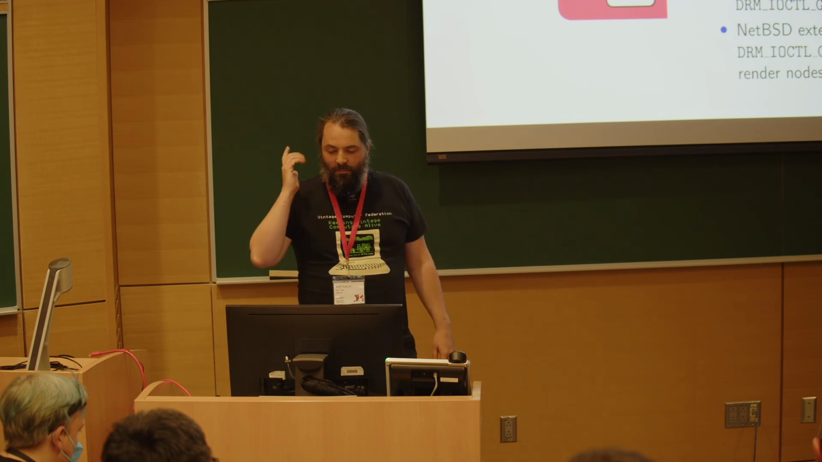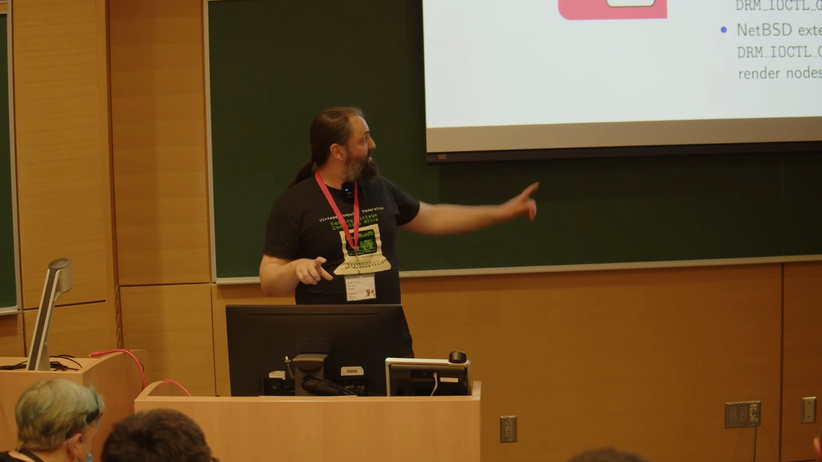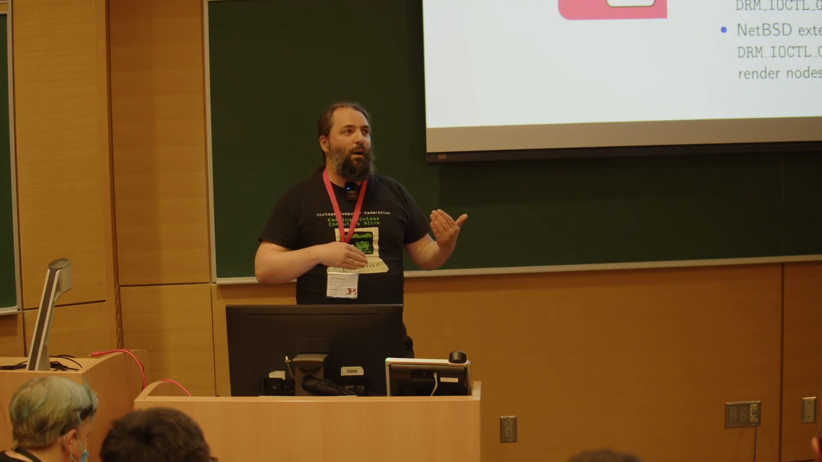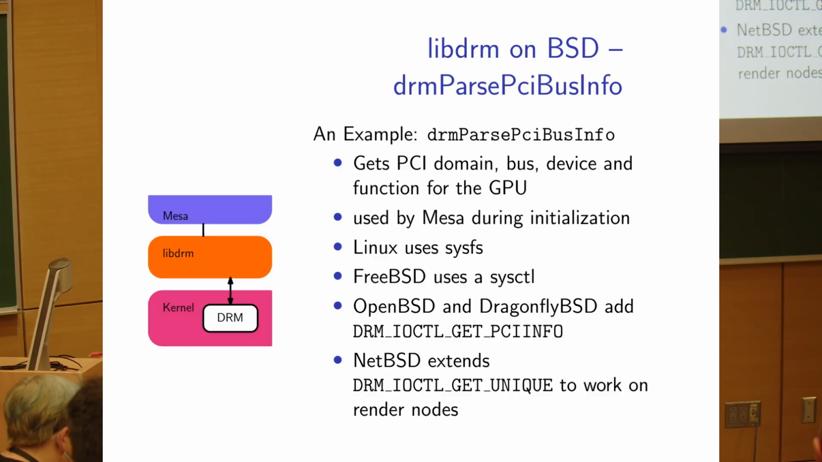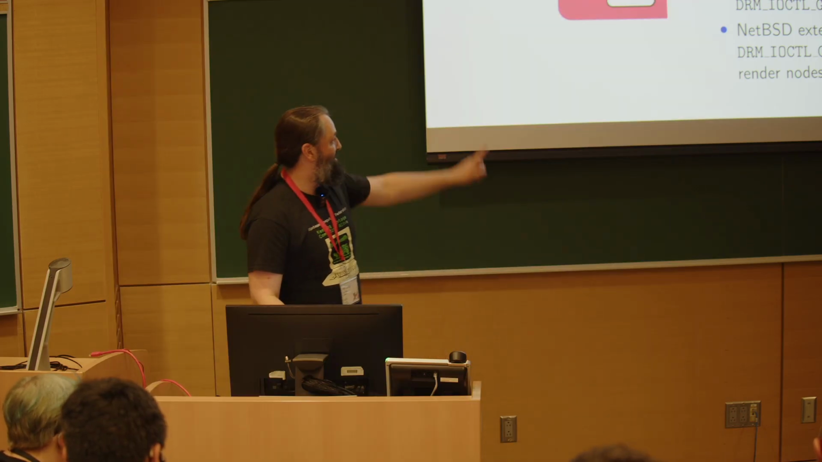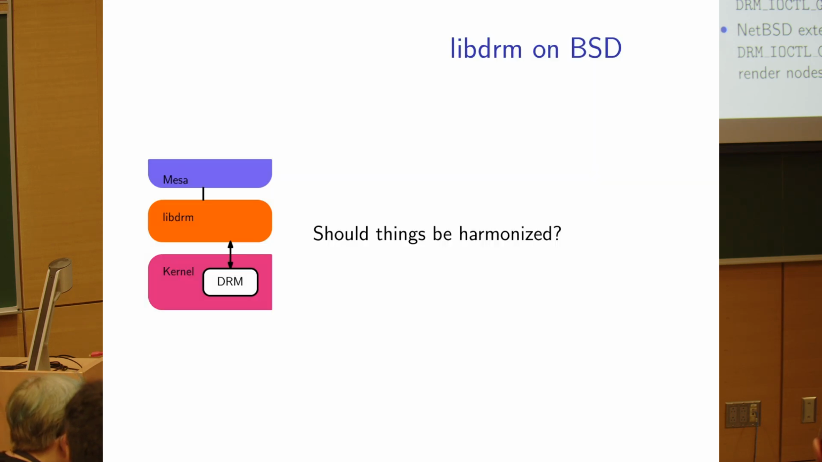And then NetBSD extends get unique, and the unique is a string that's set during the device initialization on the DRM master file descriptor, and it's built from PCI : and then the domain : bus : device : function, and so then you can parse that string out and get the numbers back. But there's a catch there. Remember get unique. That will come back and bite us a little bit. So should things be harmonized? I don't know. Works fine.